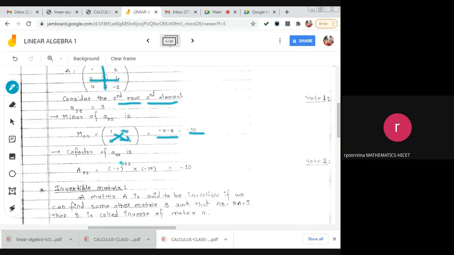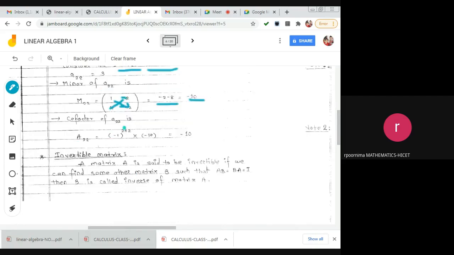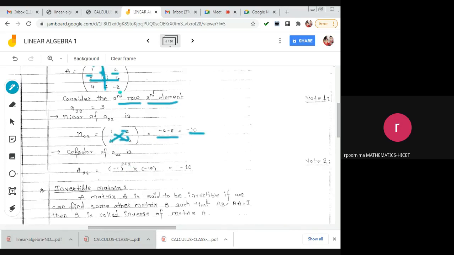Then the cofactor means this minus 10 is multiplied with the sign by position, that is plus minus plus, then minus plus minus. So we are just multiplying by minus 1 to the power i plus j. Since this is A22, i is 2, j is 2, so i plus j is 2 plus 2. So minus 1 whole to the power 2 plus 2 multiplied with your minor minus 10. So the answer is minus 10.